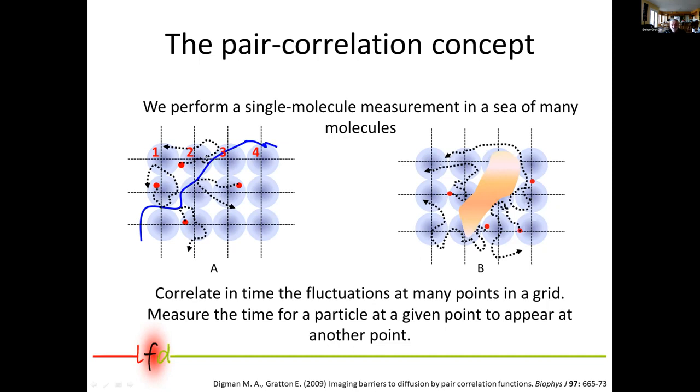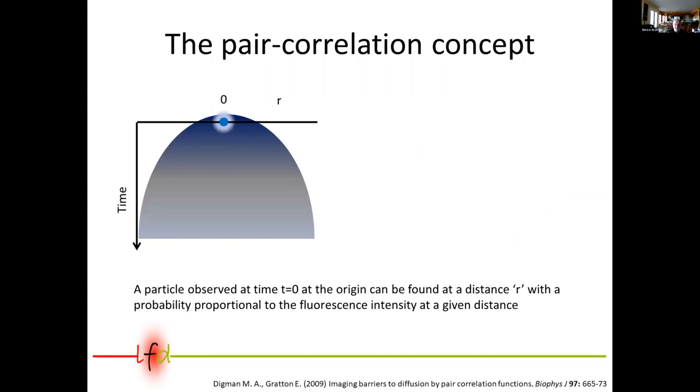But here we can go from this position to the other if there is a way to go around the barrier. So if we correlate in time the fluctuation at many points in the grid and measure the time for a particle at a given point to appear at another point, we can have an idea of how the space around the particle is made. And this is the purpose of this talk. So let us now try to go to the mathematics.